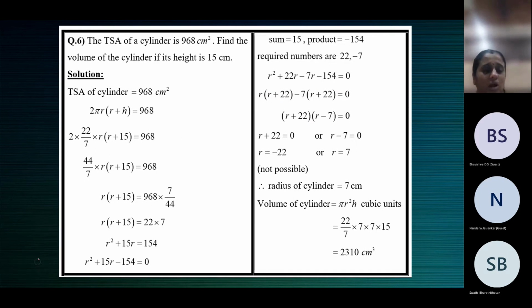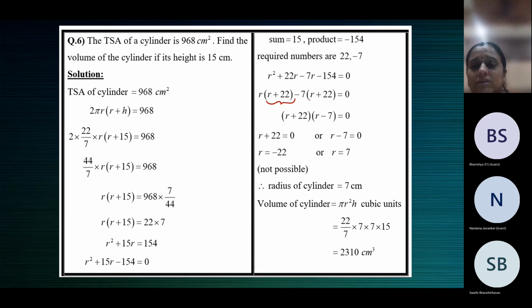Again, it's like taking common only. Between these two terms, r plus 22 is common. So we bring out the common factor, r plus 22. Then the remaining things: r plus 22 into r will give you the first term, and r plus 22 into minus 7 will give you the second term, minus 7 into r plus 22.